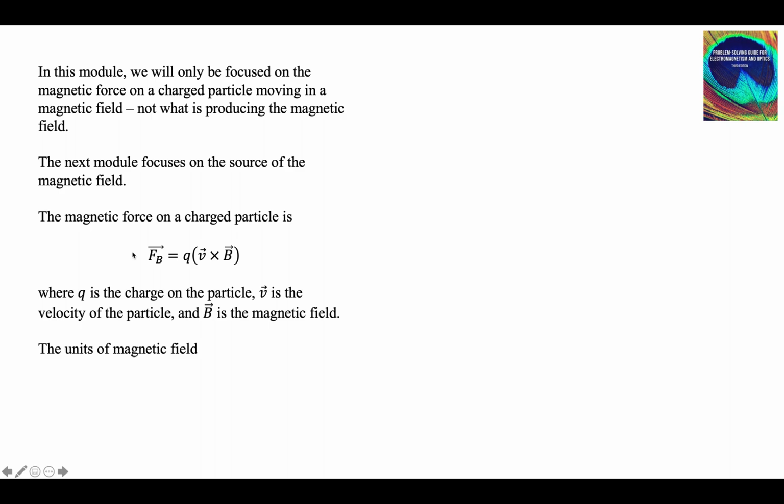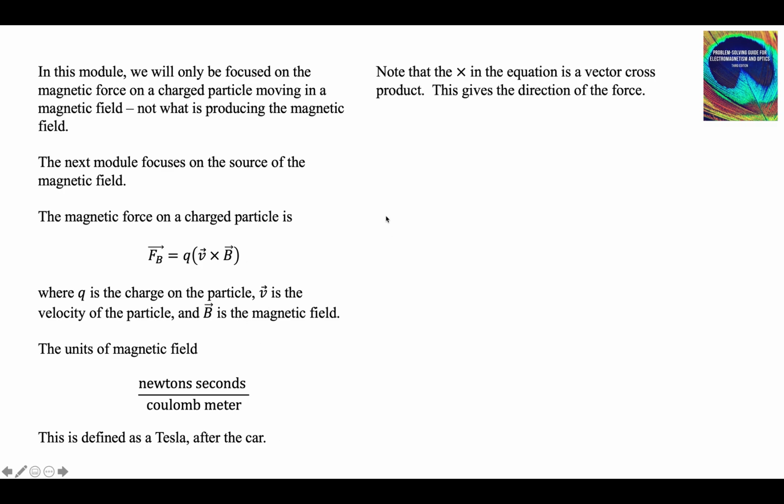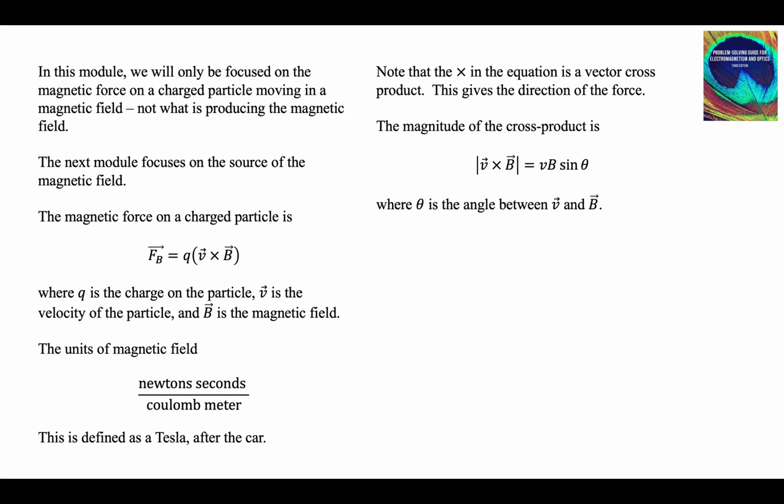The units of magnetic field, if we solve for B by putting Q and V in the bottom, it's a Newton second per Coulomb meter, and we need a unit for that. So we called it the Tesla after the car. I'm just kidding. It's after Nikola Tesla. This cross is a vector cross product. It's not multiplication. This gives the direction of the force. The magnitude of the cross product, V cross B, is VB sine theta, where theta is the angle between V and B.